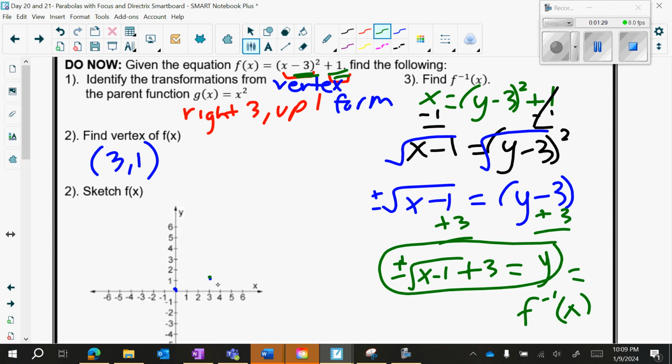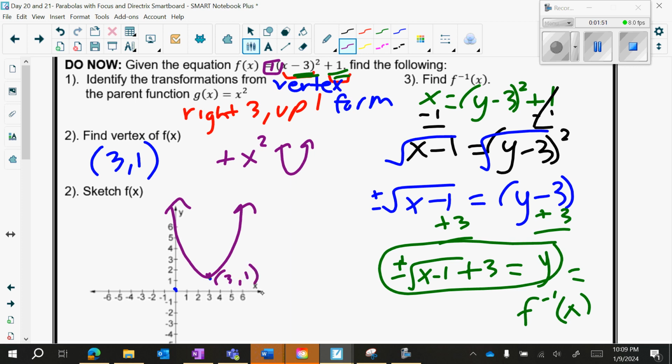So if we go to 3, comma 1, and then we were to do a sketch, if it's a positive parabola, meaning that the value in front, which is the leading coefficient, it's not there. So it's a positive 1. So that means that it's a positive x squared. It's going to open up. So we're going to open up like this. Okay, there you go. And there's your vertex 3, 1.